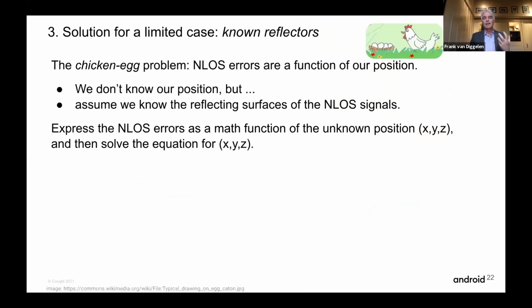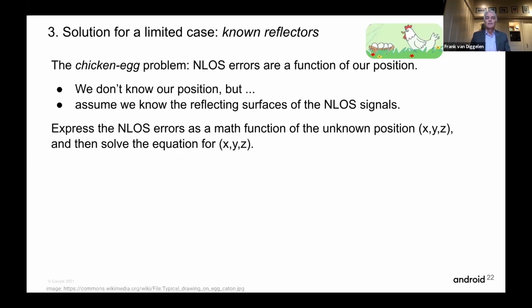The non-line of sight errors, or the reflected errors, are a function of your position. That's the one. If there's anything you take away from this talk, you should take that away. If you think about it, when you're standing in a street and you're measuring a reflection, if you move, the reflection changes. If you move away from the building, the reflection from that building gets longer. Conversely, if you move closer.